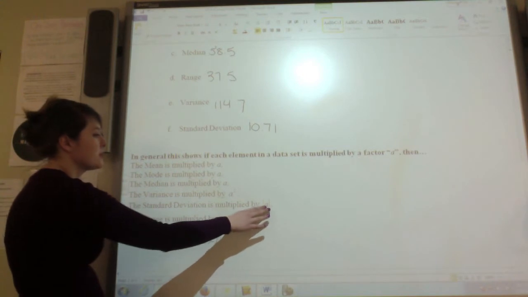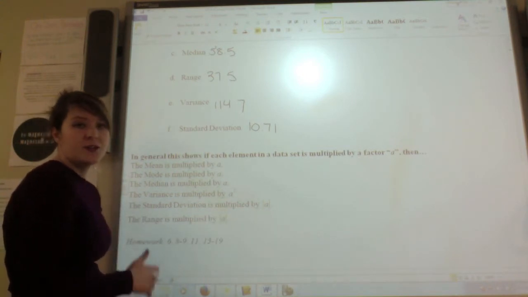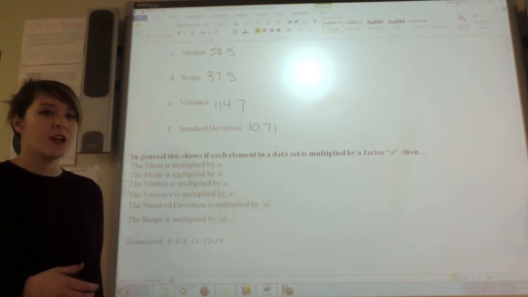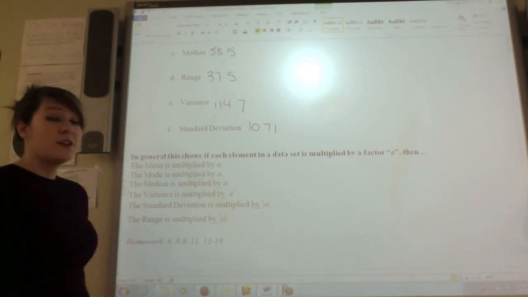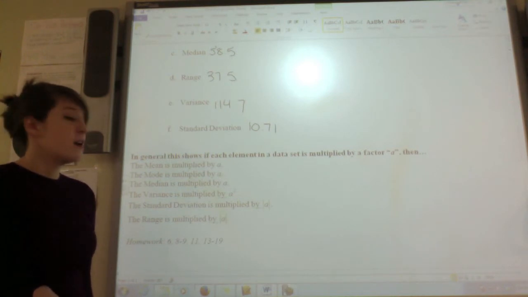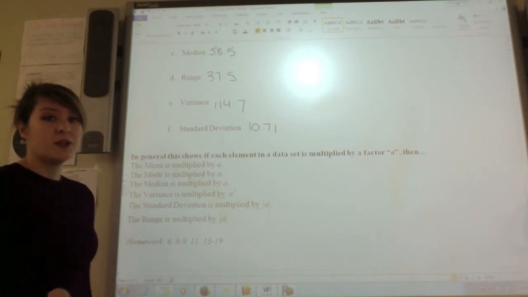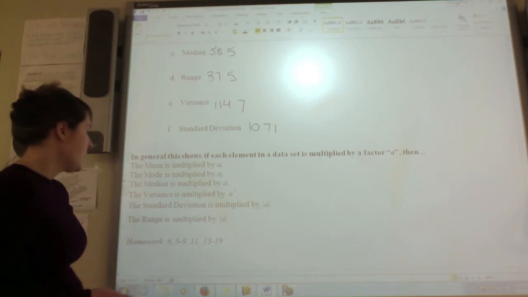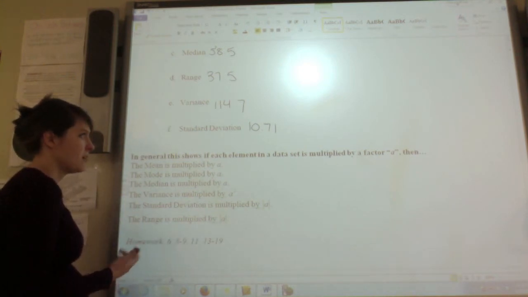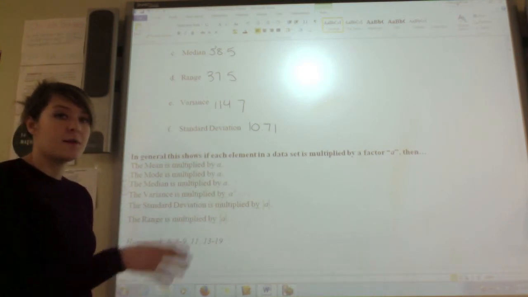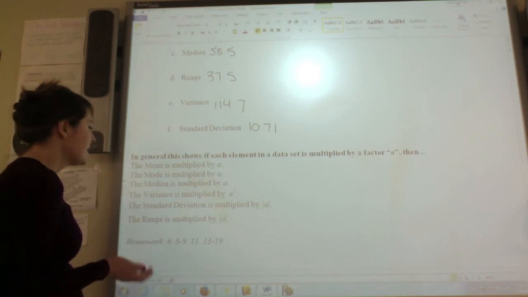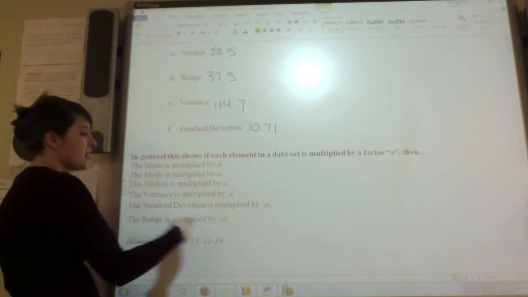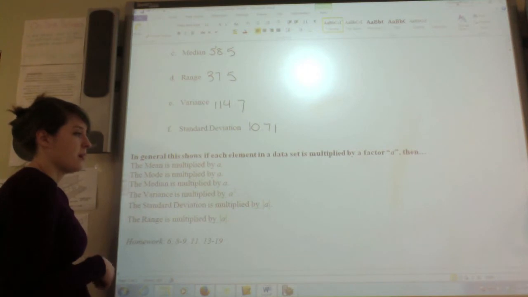The standard deviation is multiplied by the absolute value of a. It's really important to remember that a standard deviation cannot be negative. So if your a value is negative, your standard deviation can't be negative, so we have to take the absolute value of that to make sure that we get a positive answer. Same thing with the range. Our range can't be a negative number because we're taking our maximum minus our minimum. There's no way that our maximum could be smaller than our minimum. So our range has to be positive, and again, we have to take the absolute value of a.